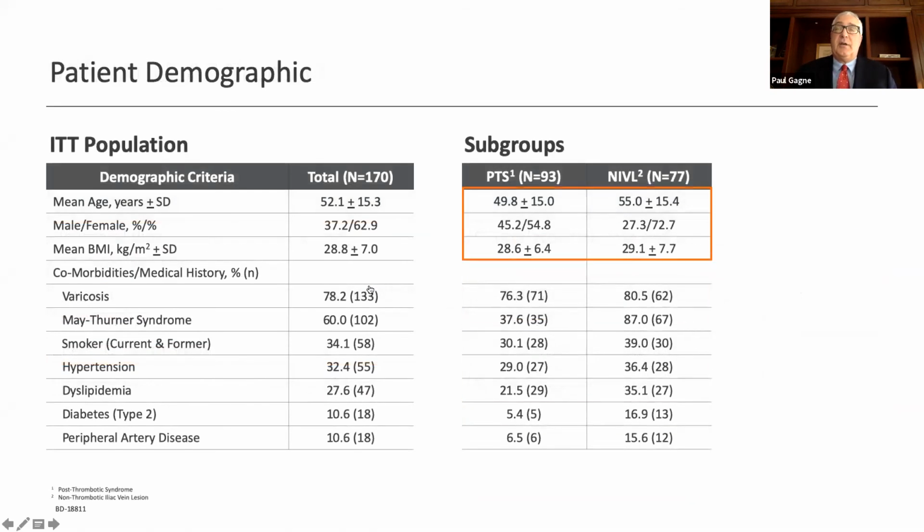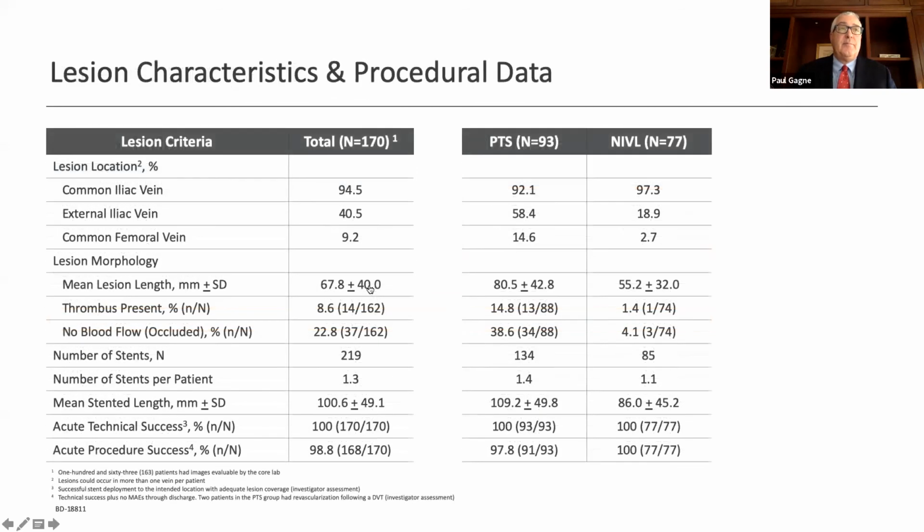The patients had both post-thrombotic disease and compression lesions. You can see here the BMIs. Interestingly, compression lesions were more commonly treated in women than in men. May-Thurner was a common component in the patients in the Venovo study. And when you look at the treatment, the majority of patients underwent stenting of the common iliac vein, less so in the external and certainly less so in the common femoral vein.